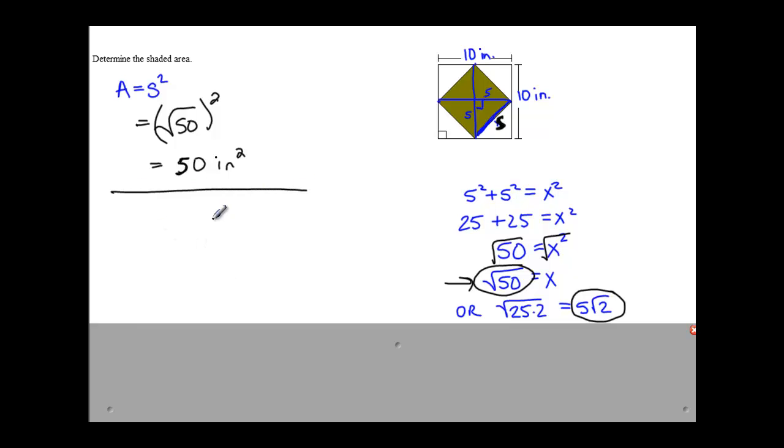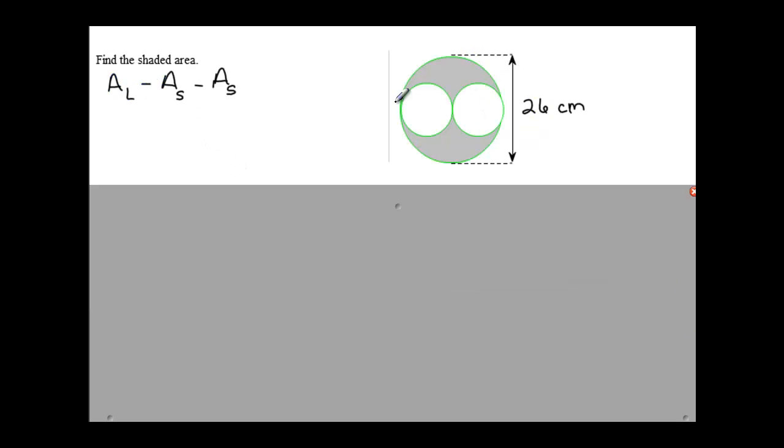You would have gotten the same answer had you simplified the radical. It would have looked like 5 times the square root of 2 squared. 5 squared is 25, and the square root of 2 squared is 2, which would still leave you with this 50 square inches. Here we're going to find the shaded area again.